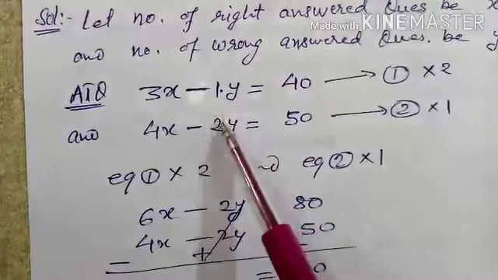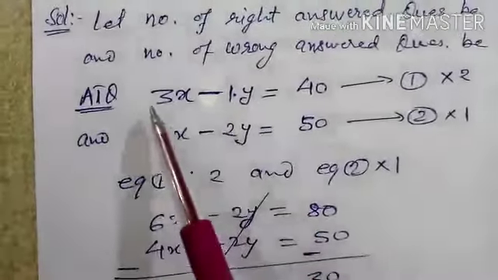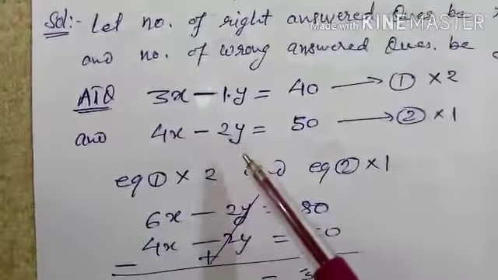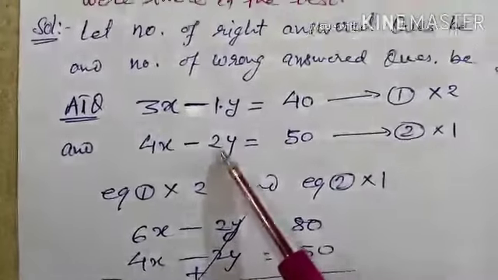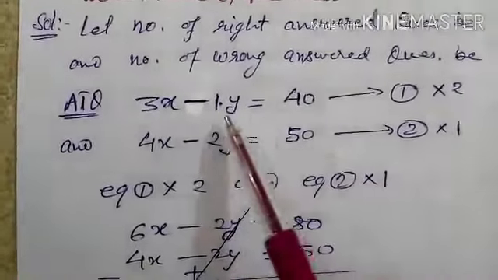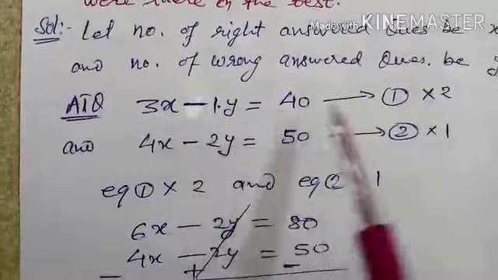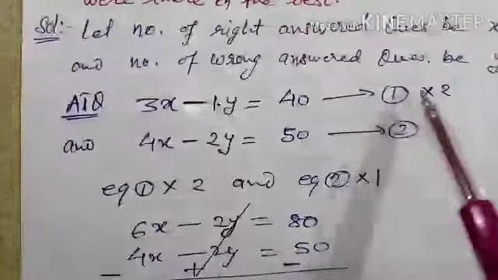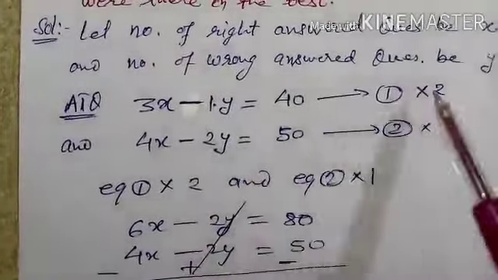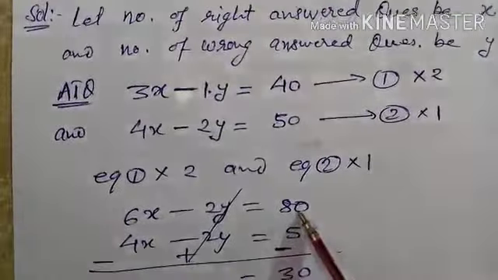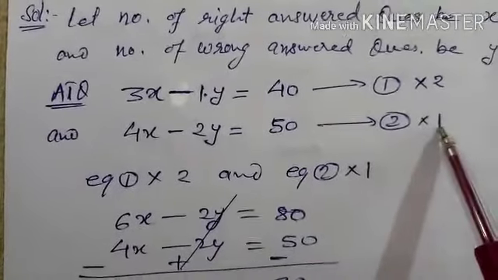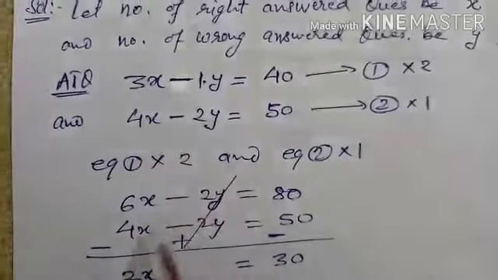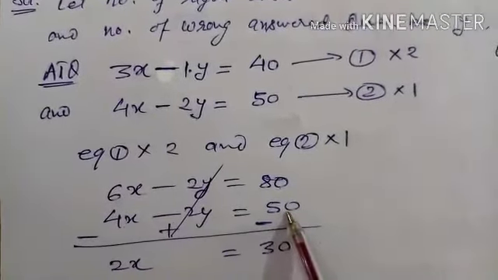Now observe these two equations. Here coefficient of y is smaller than coefficient of x. So here we eliminate y. So equation number 1 multiplied by 2, and second equation multiplied by 1. So equation number 1 multiplied by 2: 2 into 3 is 6x, and this is 2y, and 2 into 40, that is 80. Second equation multiplied by 1, so there will be no effect, so write second equation as it is, 4x minus 2y is equal to 50.